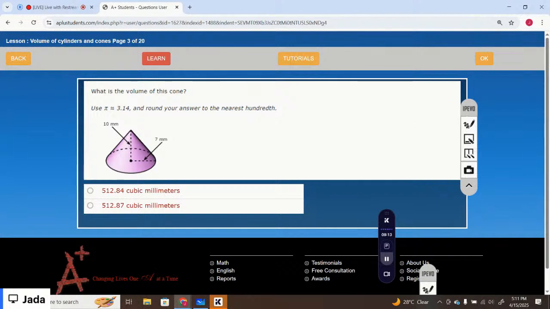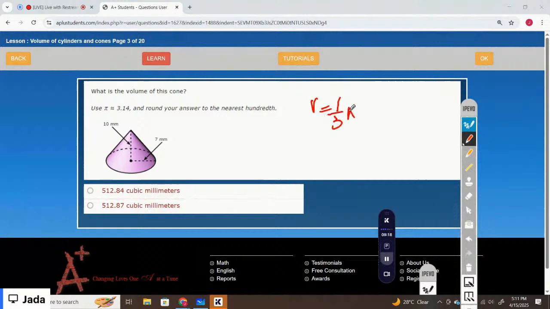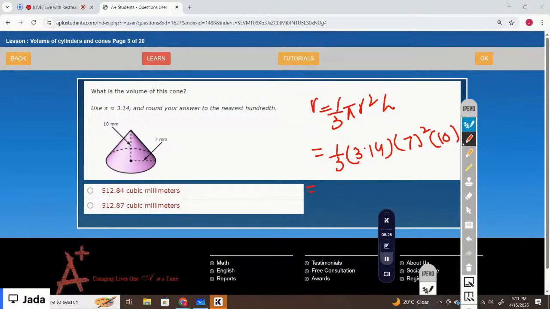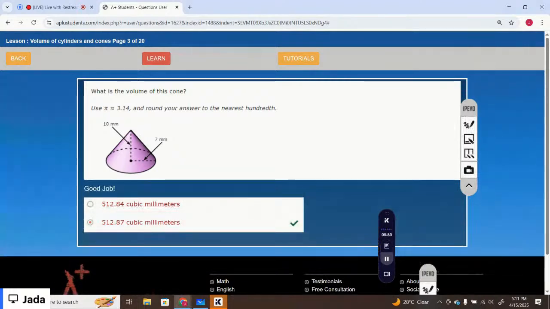What is the volume of the cone? The volume of the cone is V equals 1 by 3 pi r square h. That is 1 over 3, 3.14, r is 7 squared, h is 10. 49 times 10 times 3.14 is 1538.6, divided by 3. So that is 512.87. Option number 2 is the correct option.